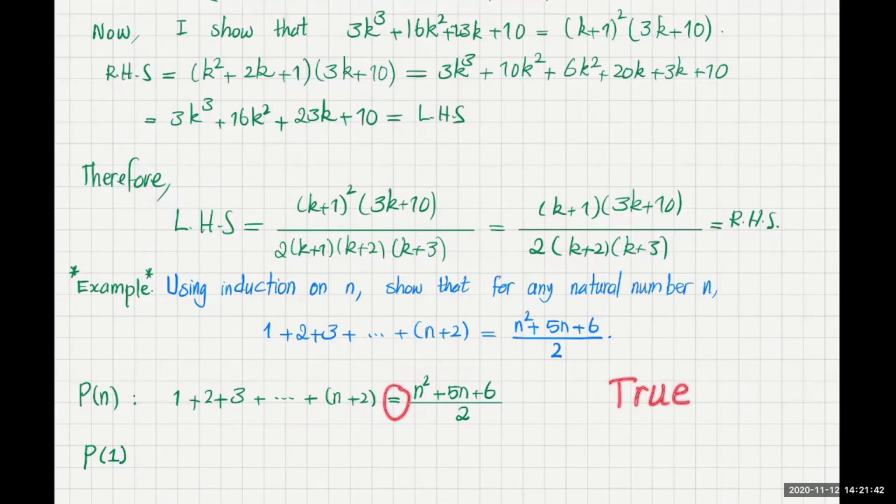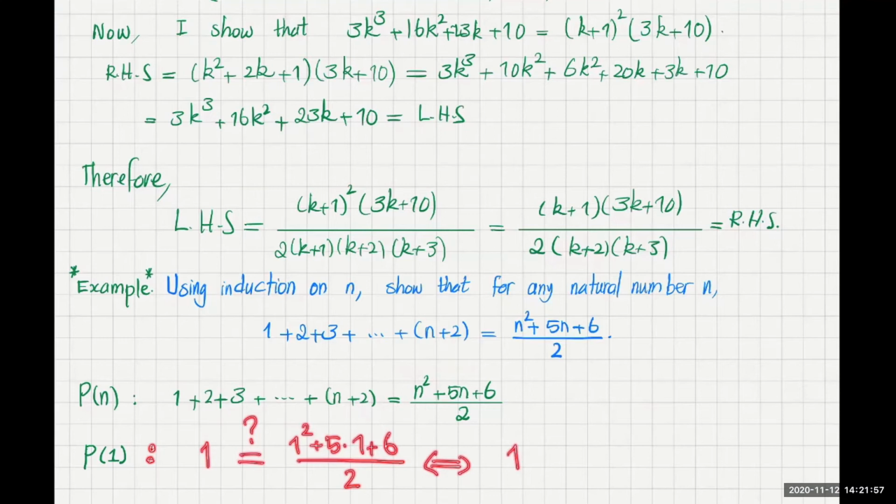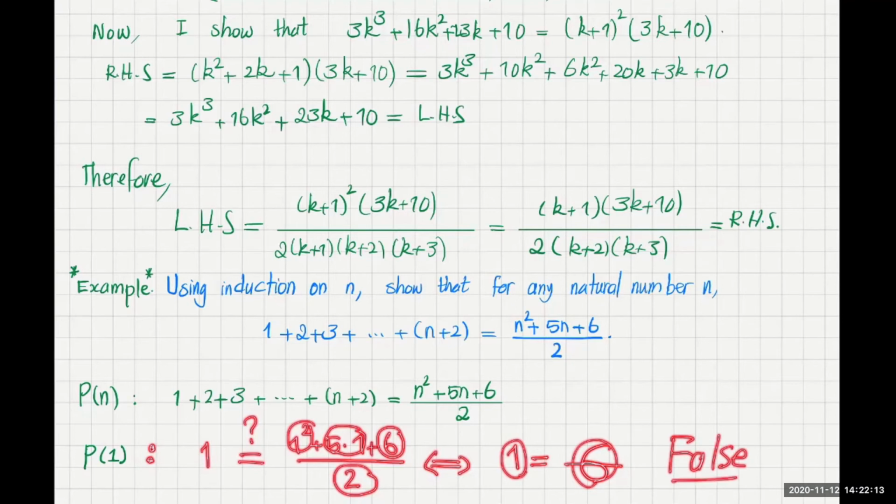But when you check P1, you check it in this way. You say 1 is equal to 1 squared plus 5 times 1 plus 6, divided by 2. The left-hand side is 1. The right-hand side, 6 plus 5, 11 plus 1, is 12, divided by 2 is 6. So you say 1 is equal to 6 is false. This is the way these examples so far somehow motivate you to do it.